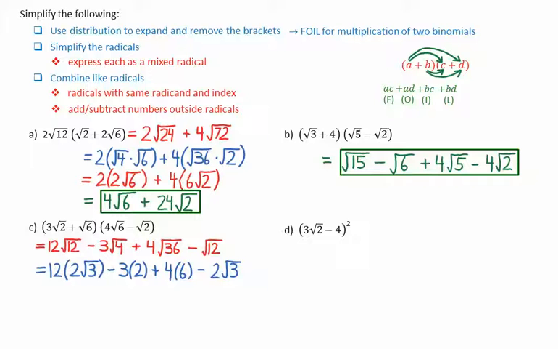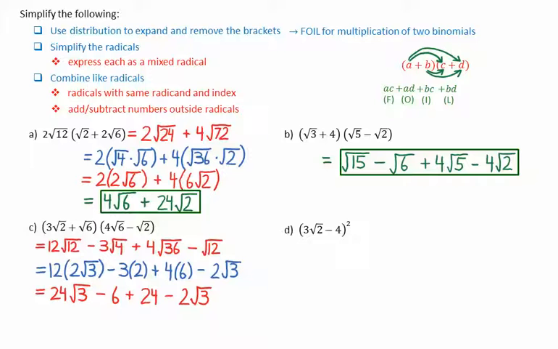Root 12 can be written as 2 root 3. Root 4 is simply 2. And root 36 is 6. We then have 24 root 3 minus 6 plus 24 minus 2 root 3.